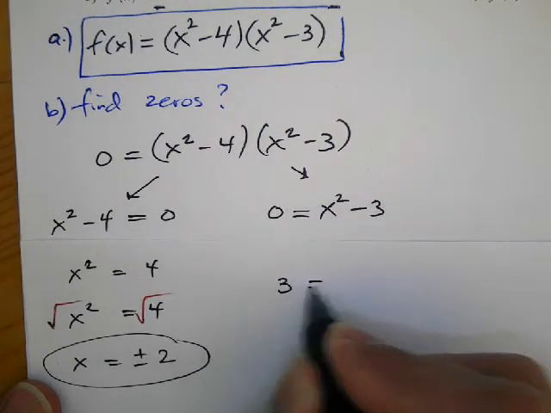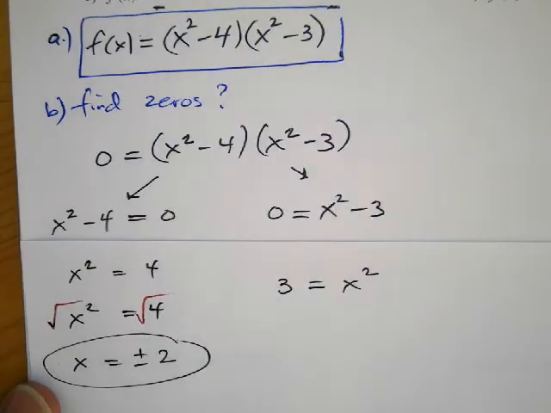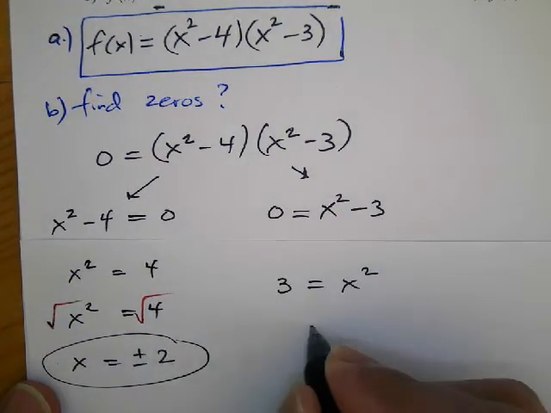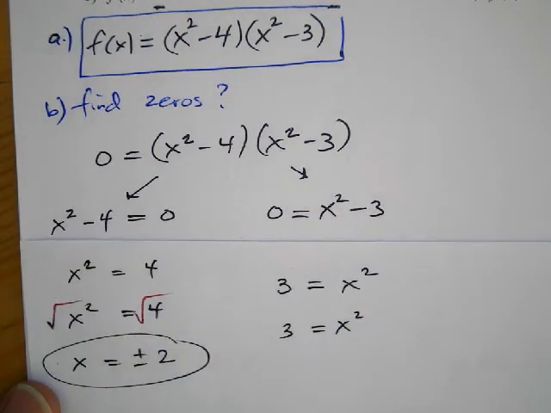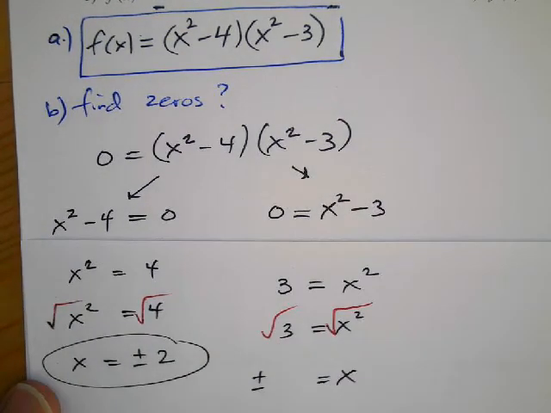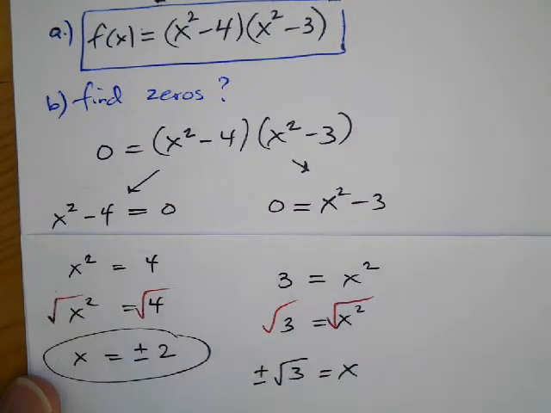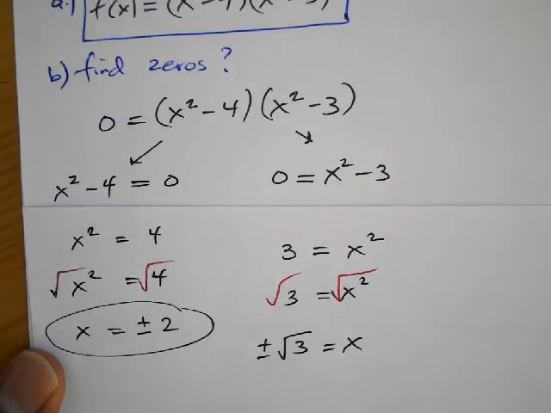And this one, when I move the negative 3 over, it'll be positive 3 is equal to x squared. Oh, you're not going to get any negative on this one. Lucky for you. I move the negative 3 to that side so I get x squared alone. I square root both sides. You'll get x is equal to plus or minus. Nothing's going to tell you, you have to remember to do that. The square root of 3, nothing happens to it. You can't simplify it. So here's 2 zeros and here's the other 2 zeros.